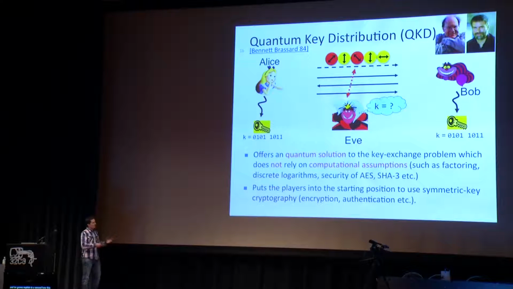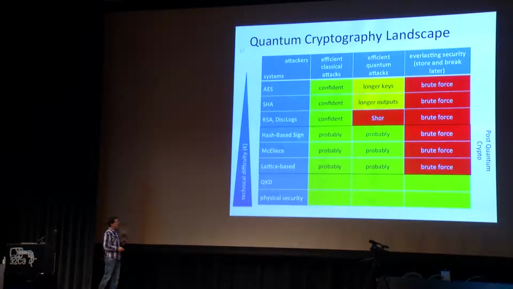And it's a key exchange setting, so it puts players into the starting position to use symmetric key cryptography. So once you have established the key, then you can go and do your favorite task, say encryption. You can use, say, the one-time pad with that key that you generated here. So in order to put this a little bit in perspective, I've created this slide here.